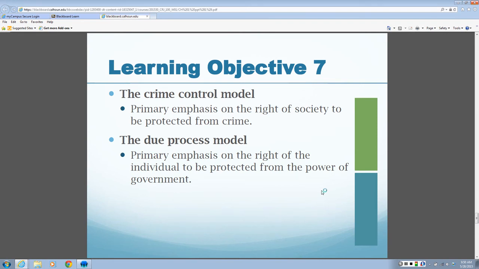And this basically says that the primary emphasis is on the right of the individual to be protected from the power of the government, that everybody has due process. Basically, it says if we protect the rights of the accused, we are also, in turn, protecting the rights of the innocent, of the victims. And that's why many people think, well, the criminals have more rights than the rest of us do. That is not true. They don't.